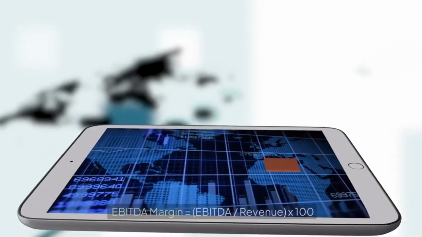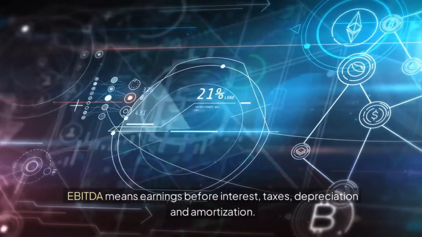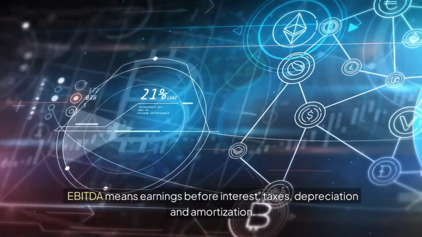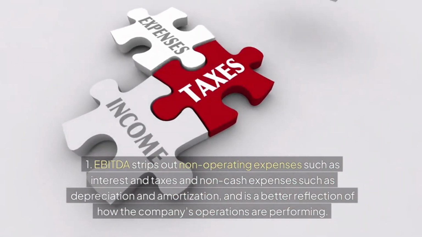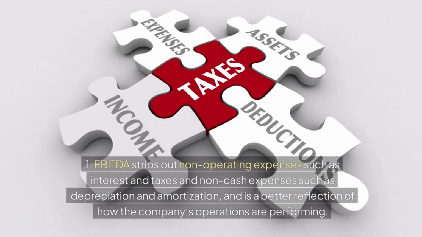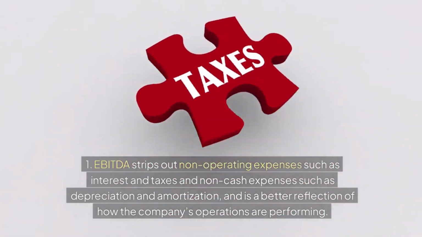Another ratio is EBITDA margin. EBITDA margin is equal to EBITDA over revenue times 100. And what is EBITDA? EBITDA is earnings before interest, taxes, depreciation, and amortization. EBITDA basically strips out non-operating expenses such as interest and taxes and non-cash expenses such as depreciation and amortization, and is a better reflection of how a company's operations are performing. So EBITDA is basically an operating metric as opposed to non-operating.